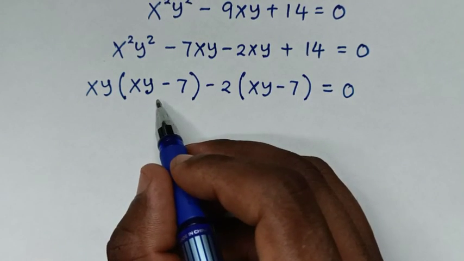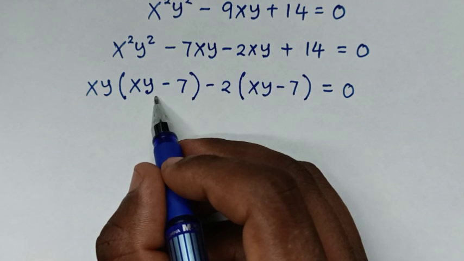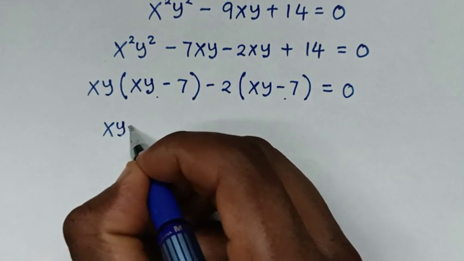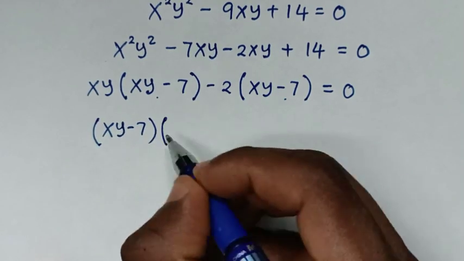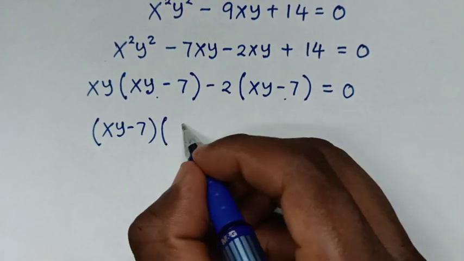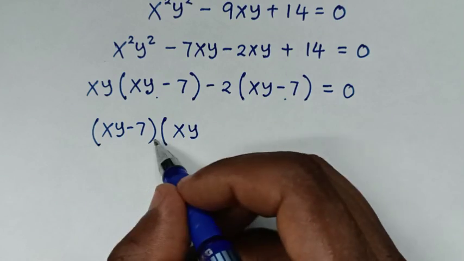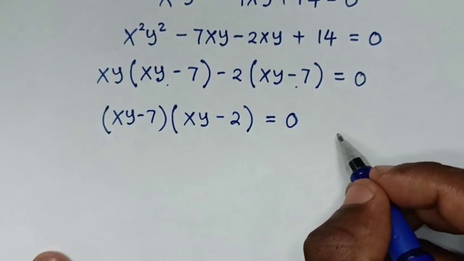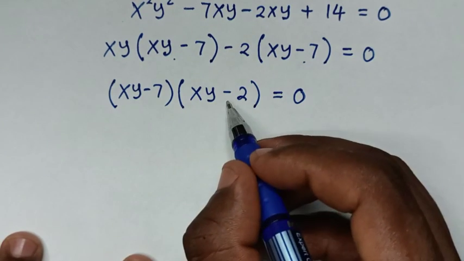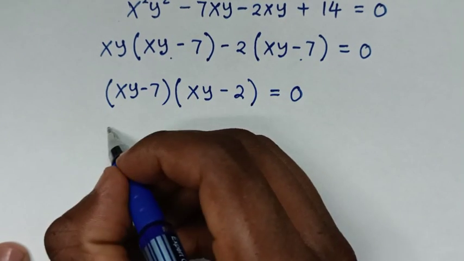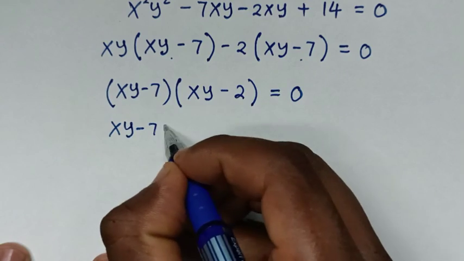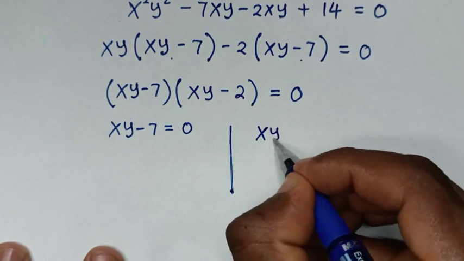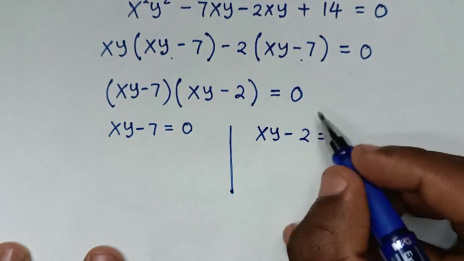Then from here we have xy minus 7 is common. So we take xy minus 7 out of the bracket, this divided by this is xy, this divided by this is negative 2, bracket is equal to 0. Then from here we have two solutions: this is the first solution, xy minus 7 is equal to 0, and this is the second solution, xy minus 2 is equal to 0.